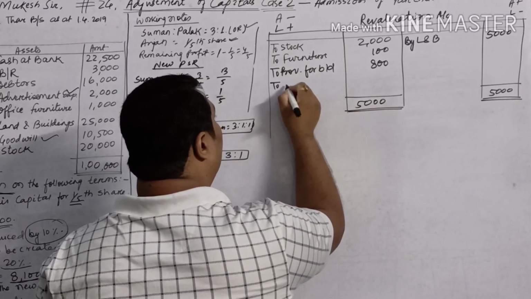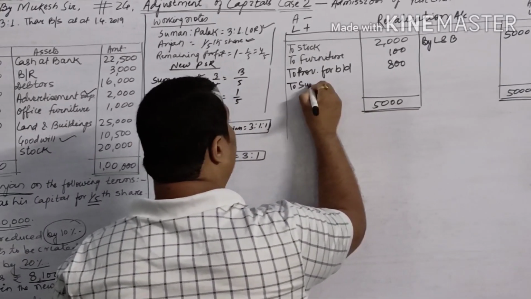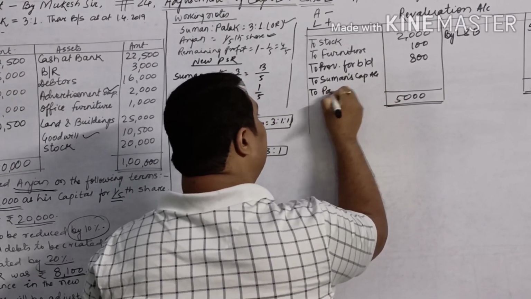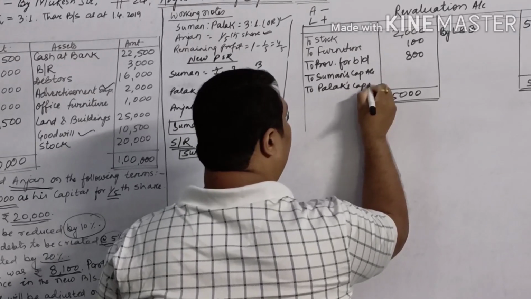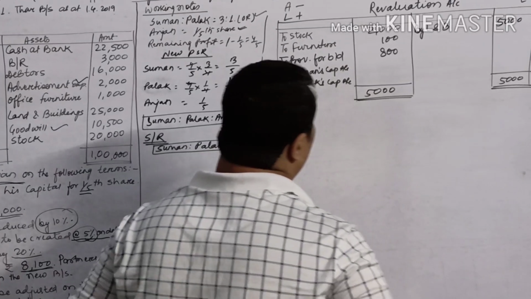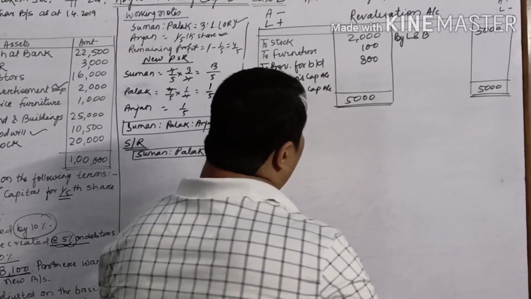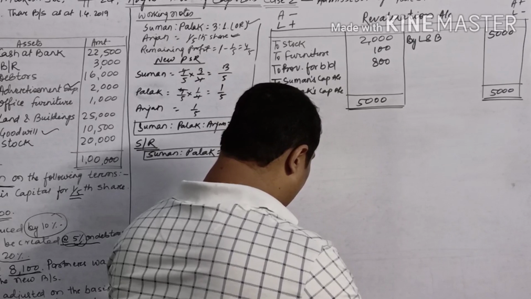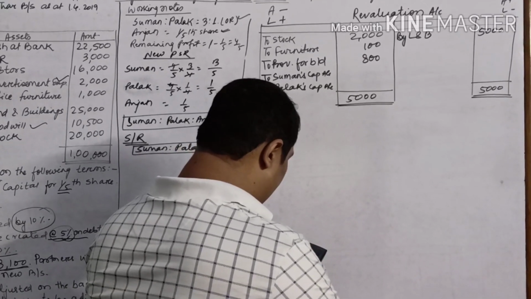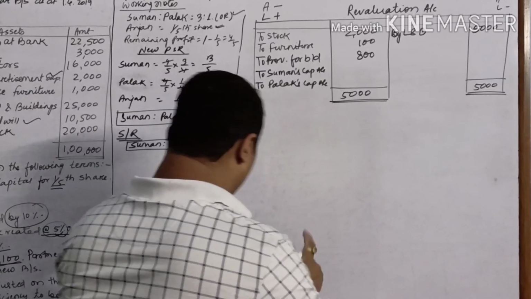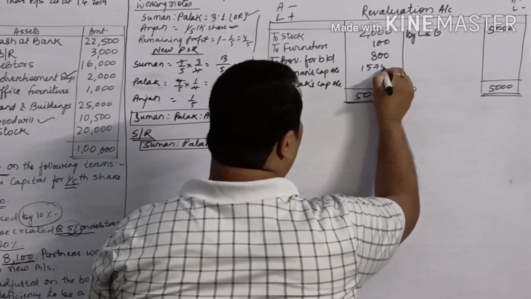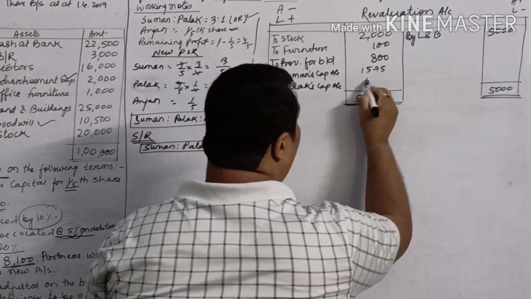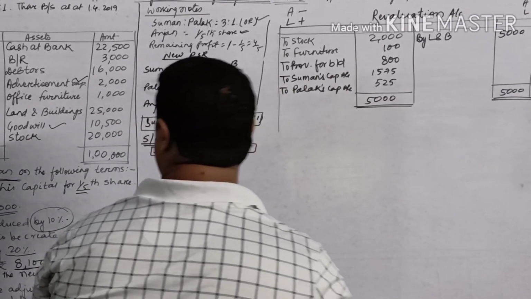It will be to Suman's capital account, to Palak's capital account. The balance will be 2,100, which you will distribute in the old ratio, that is 3:1. So it will be 2,100 divided by 4 into 3. So 1,575 will go to Suman, and 525 will go to Palak.